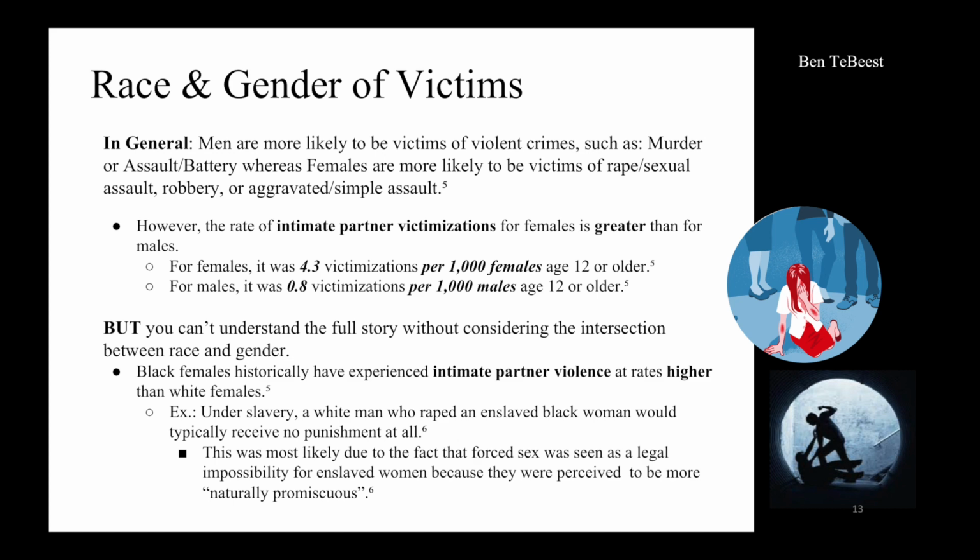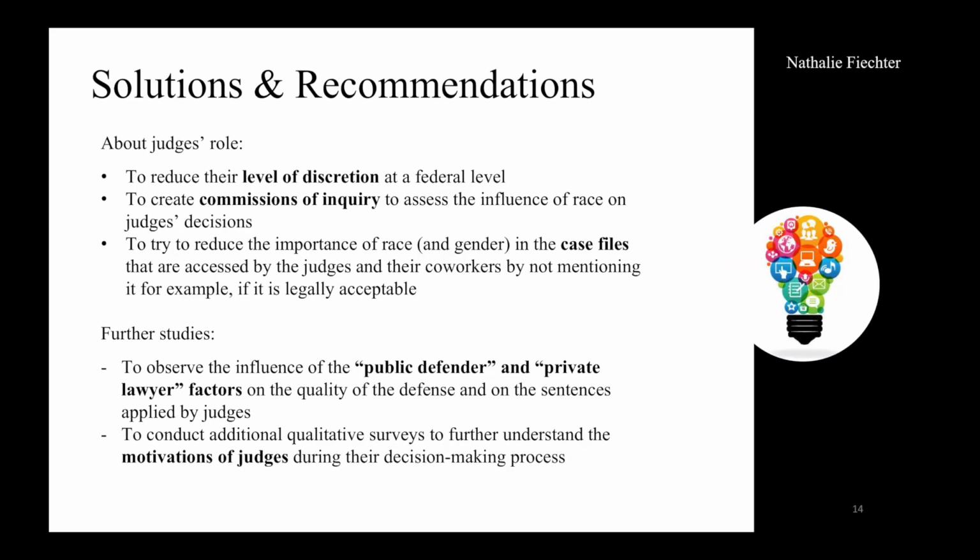To address these inequalities in treatment between men and women and between whites and non-whites, we have made several recommendations. However, these recommendations can only work together and not individually. The first set of solutions is about the role of judges. First of all, reducing their level of discretion at a federal level would limit their power of discrimination when sentencing. Secondly, creating commissions of inquiry to assess the influence of race on judges' decisions would help identify the least objective judges.